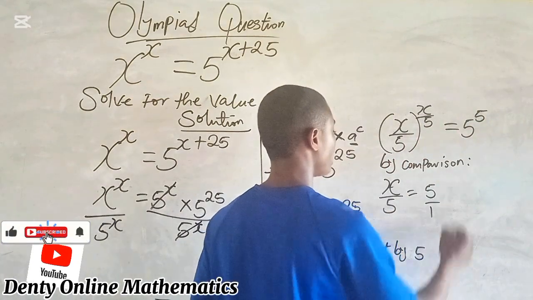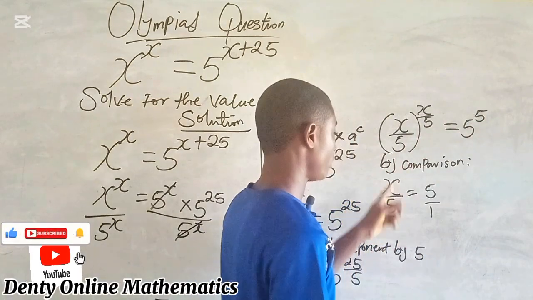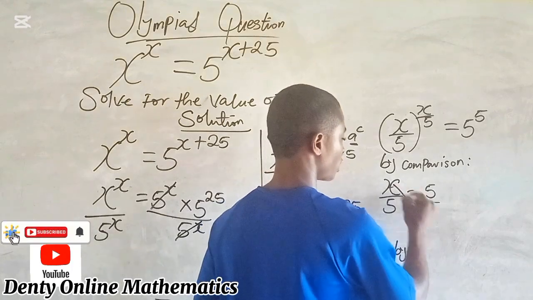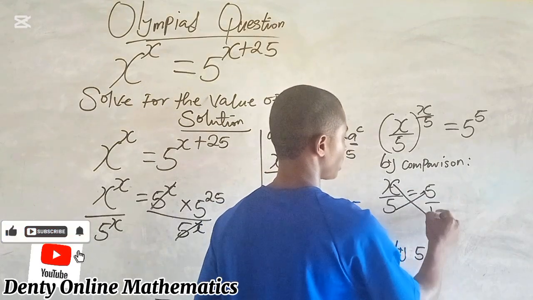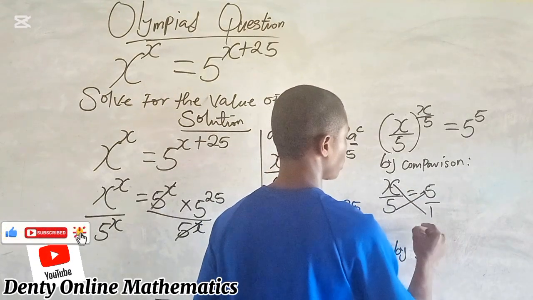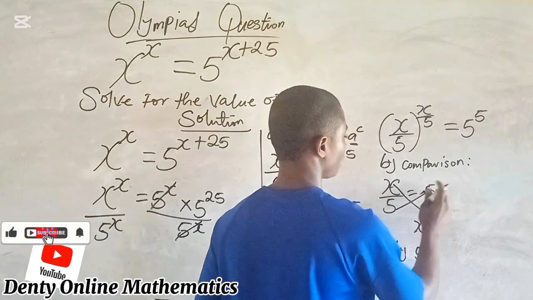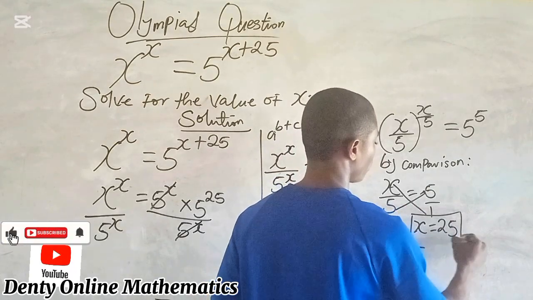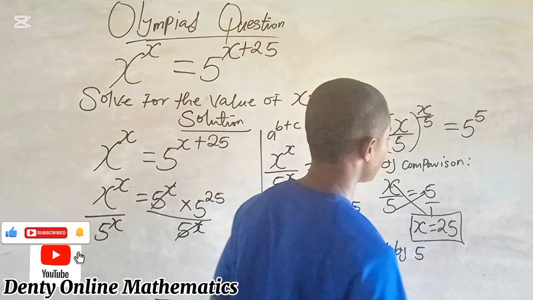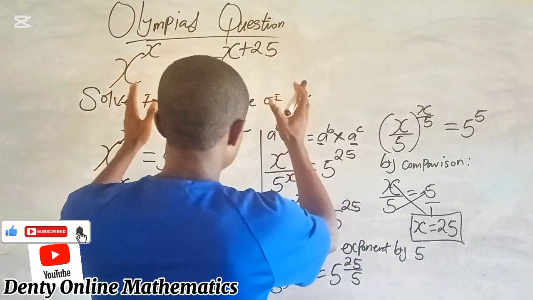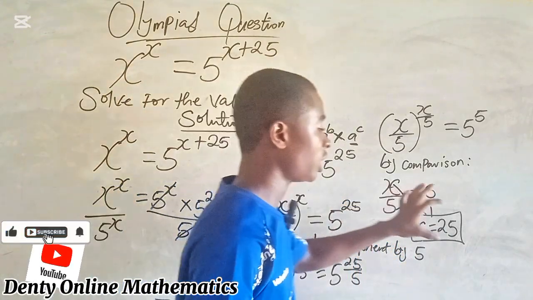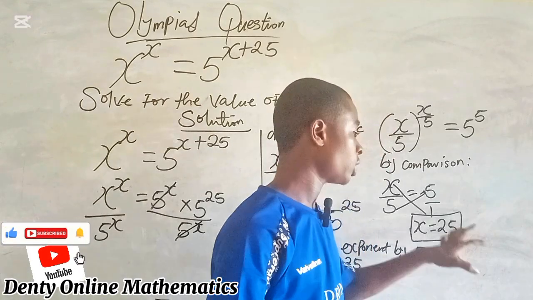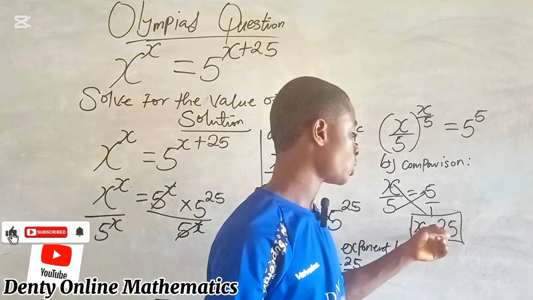Now remember, what I'm looking for is just the value of x. So if I cross multiply, x times 1 is x, 5 times 5 is 25. So the value of x that will satisfy this equation is equal to what? 25.